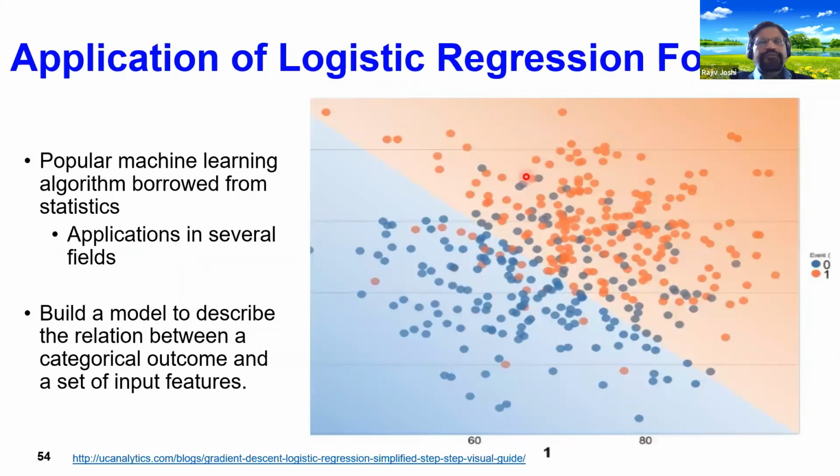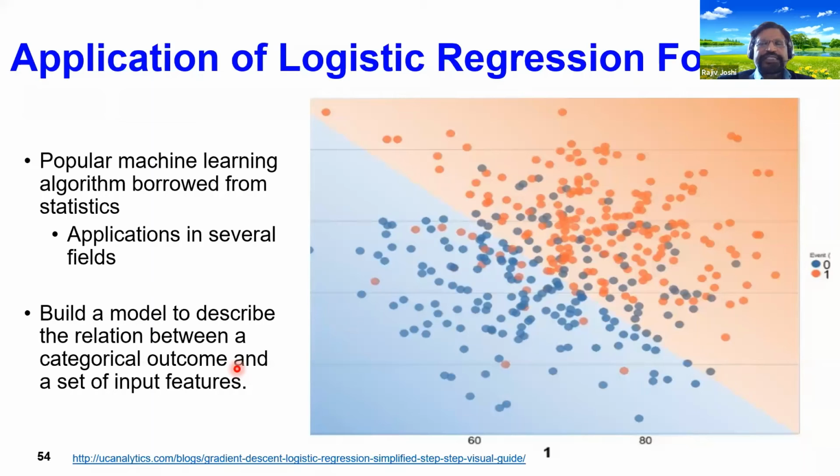So then we have this application of logistic regression, a similar concept to what I described in the sparse regression, but instead of using sparse regression, we use logistic regression. Logistic regression is a popular machine learning algorithm borrowed from statistics, and it builds a model to describe the relation with a categorical outcome. It is mostly probabilistic. It is binary. You can have 0 or 1 as the results.